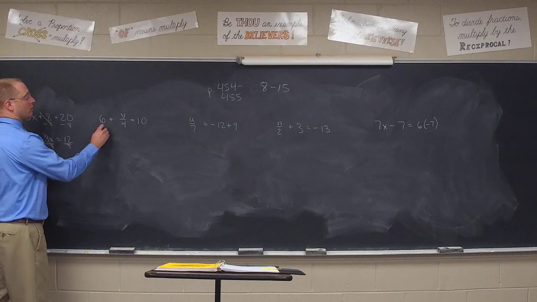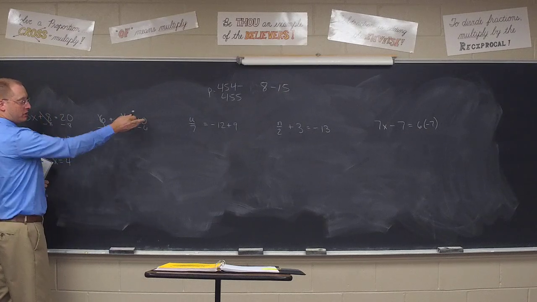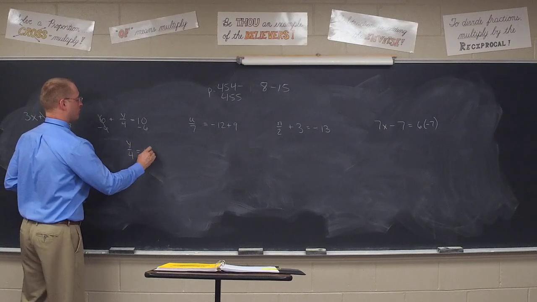Subtract 6. Good, because that's less attached than the 4. And what we do to one side, we'll do to the other side. 4. So y over 4 equals 4. Okay, then what?